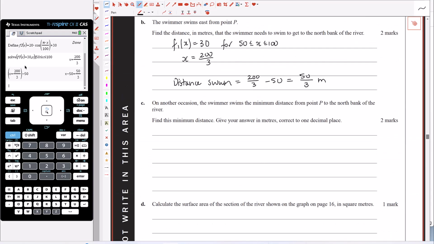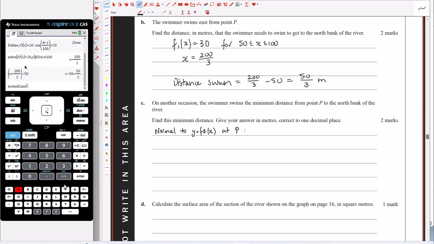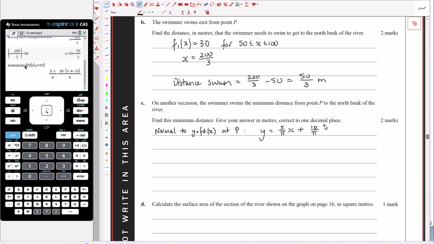So I'm going to find the normal to f2 of x, which is the south bank, at P. So menu, A for normal. It's a normal to f2 of x, oops, sorry, I keep doing that today, at x equals 50, which is the x coordinate of P. Okay, and that's that. It's a bit ugly, but let's write it down. So it's y equals 5 on pi x, and then plus that ugly fraction. I'll write that as 10 on pi times 3 pi minus 25.